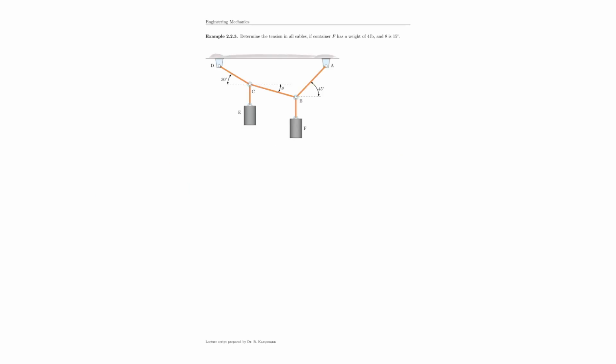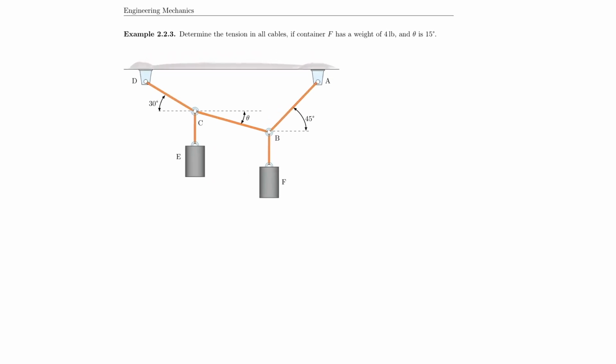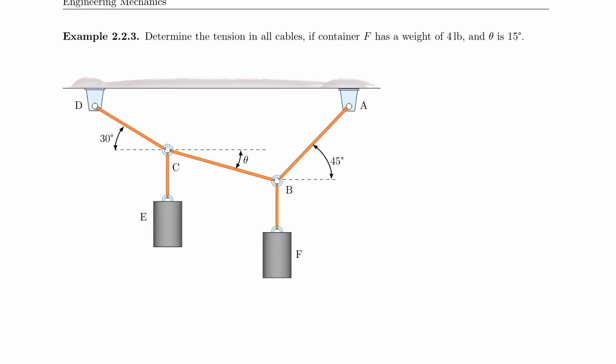So now that we have a solid understanding of equilibrium in 2D and forces in springs, we can move to a little bit more complicated structures, and complicated is not really that complicated if we build it step by step. But let's look at this system here. We have a more complicated structure, in quotation marks, which has two weights hanging here and has the geometric configuration that is shown here. So let's read the problem statement: we need to determine the tension in all cables if container F has a weight of 4 pounds and theta is 15 degrees.